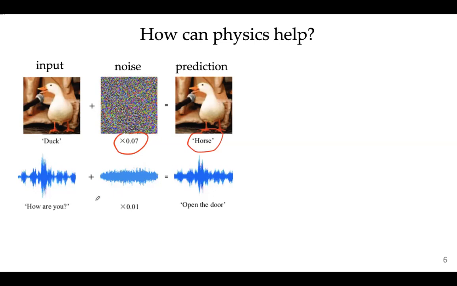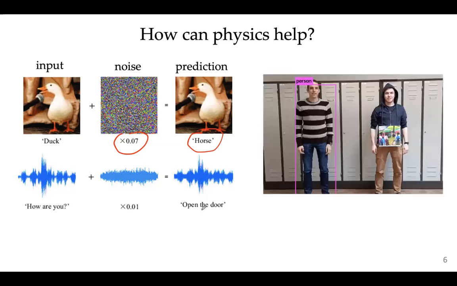The same thing happens with audio recordings. If the audio recording is "How are you?" and there's even 1% noise, then the prediction becomes "Open the door." So that's the robustness problem of machine learning models.